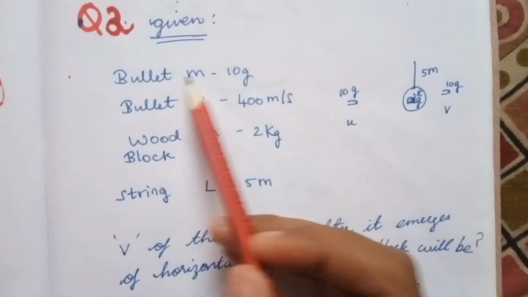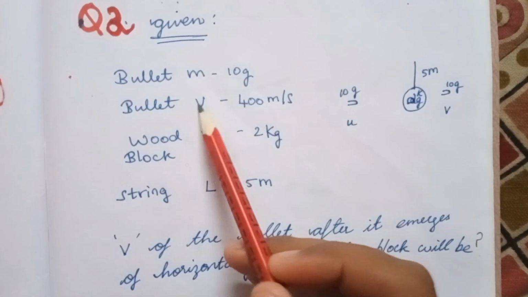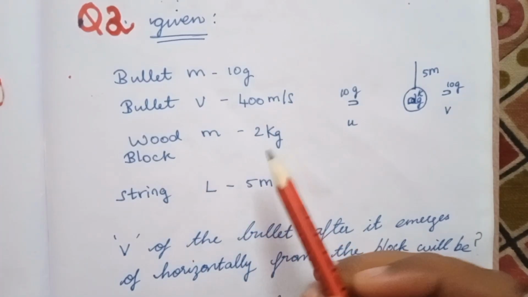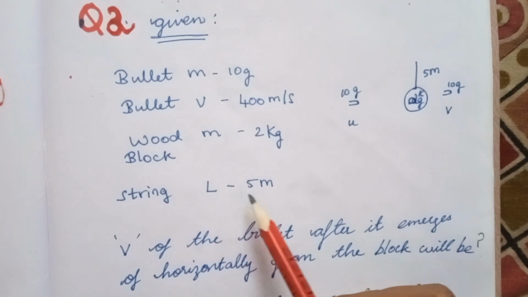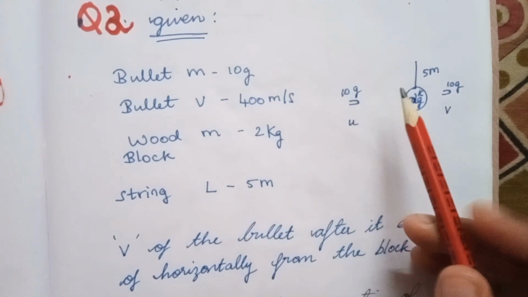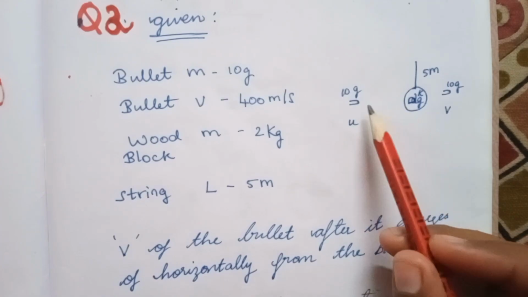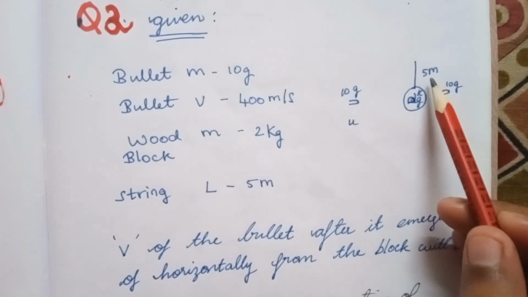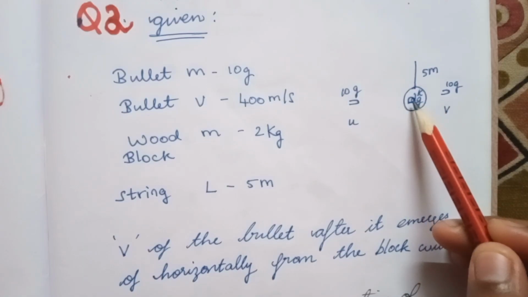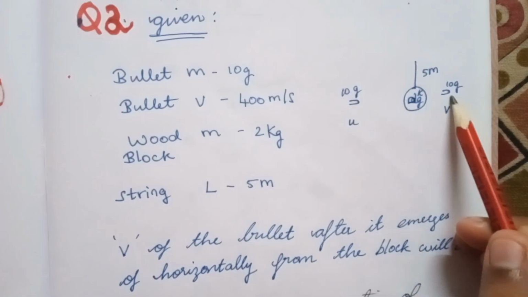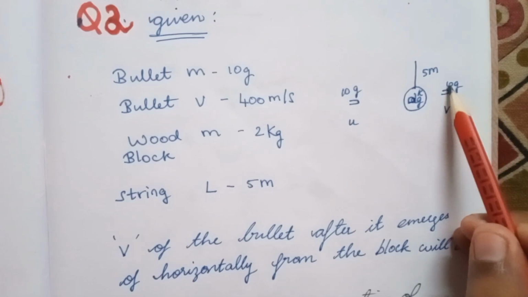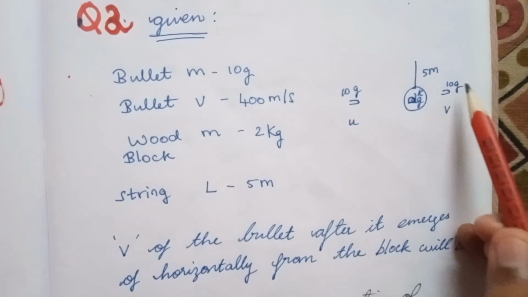Given: bullet mass is 10 grams, bullet velocity 400 meter per second, wood block mass is 2 kg, string's length is 5 meter. Now the bullet with 10 grams and initial velocity u strikes the wooden block. The string length is 5 meter. The wooden block mass is 2 kg.